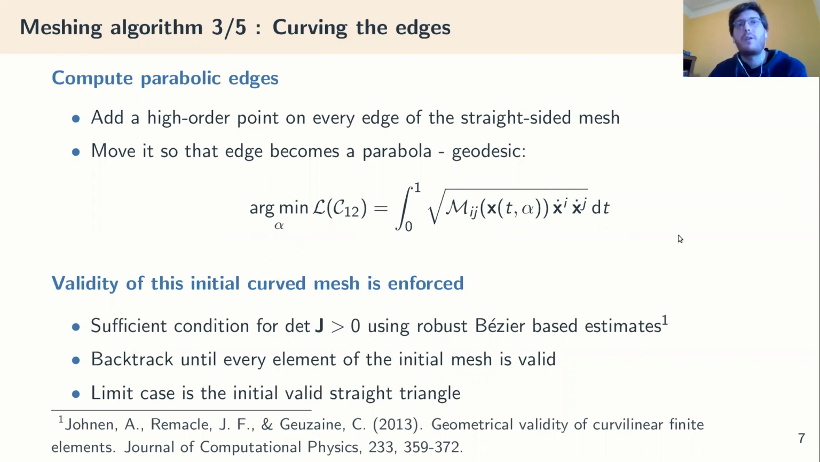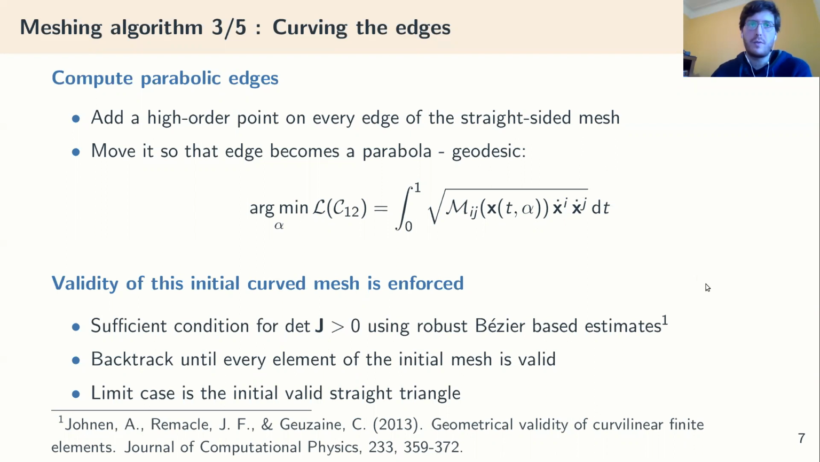As I explained before, we are going to determine the optimal alpha in our definition of the parabolic edge, so that each straight edge becomes an approximation of the geodesic in the metric field. What we have to be careful about at this point is not to generate invalid curved elements, so elements with the Jacobian of the transformation that goes to 0 or becomes negative.